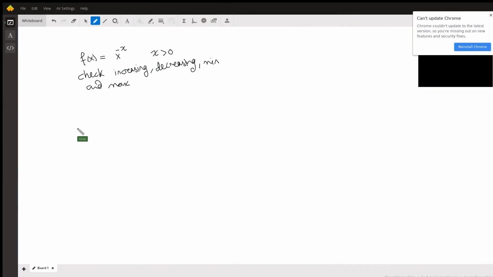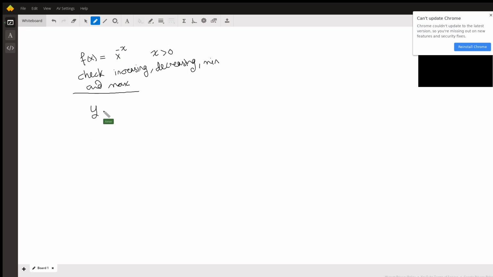Okay, so hello. This function, we need to check the increasing and decreasing, minimum and maximum. The first thing is to find the critical values, and to find the critical values, we need to find the values where the derivative is zero or does not exist. So the first thing we need to find is the derivative of this one.